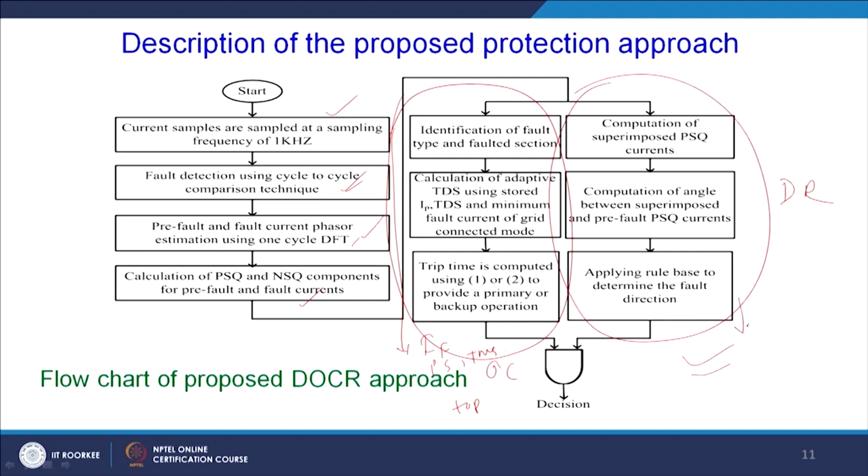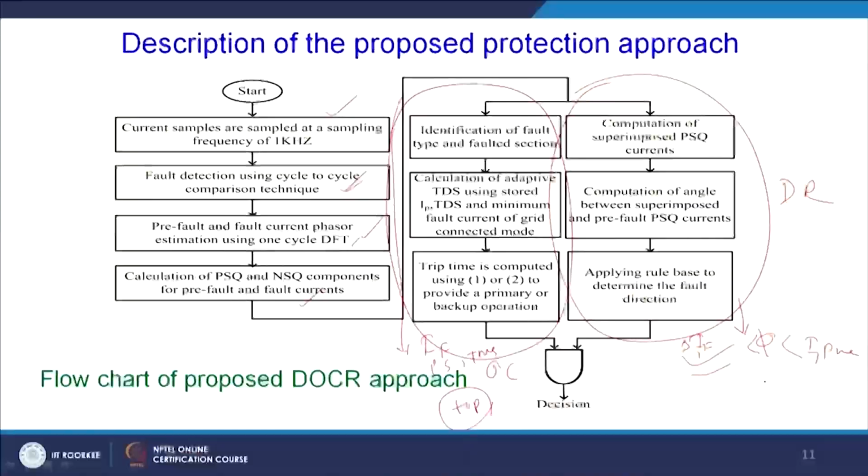Now, this unit will be responsible for finding the angle between this delta IF and I pre. Of course, it is the positive sequence based superimposed fault current and the positive sequence based pre-fault current. If the time of operation is okay and this angle is okay, if it is within the desired set value, then the decision is going to be taken.